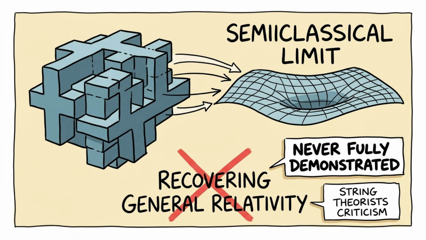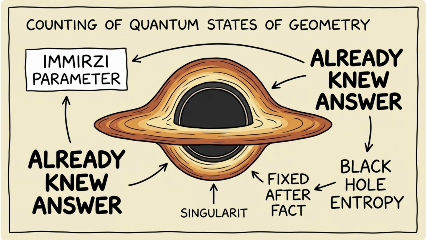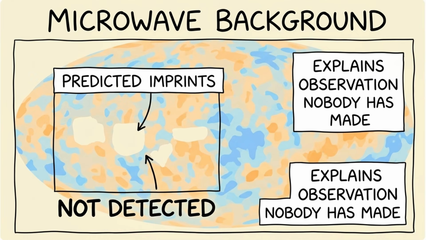The semi-classical limit, recovering ordinary general relativity from the discrete structure, has never been fully demonstrated, which is the criticism string theorists have pressed hardest. The Immirzi parameter, which sets the scale of the whole discrete structure, is fixed after the fact by matching black hole entropy, a calculation that only works because you already knew the answer. And the predicted imprints on the microwave background have not been detected at the sensitivity reached so far, which means the bounce currently explains an observation nobody has made.